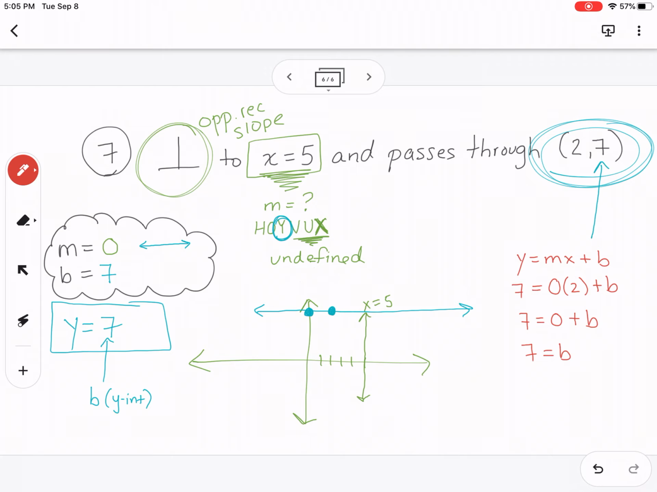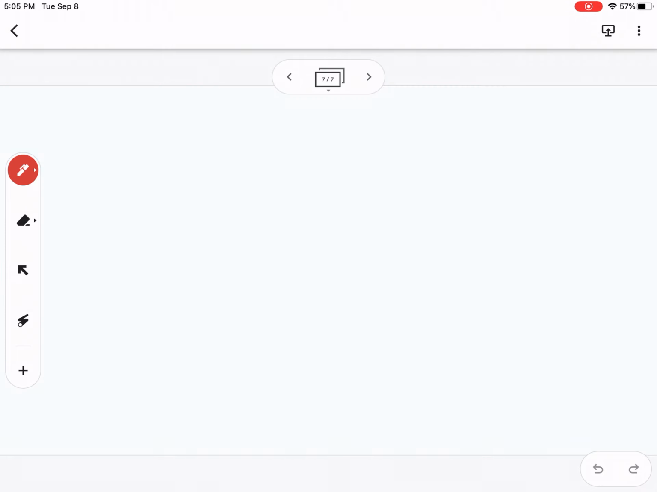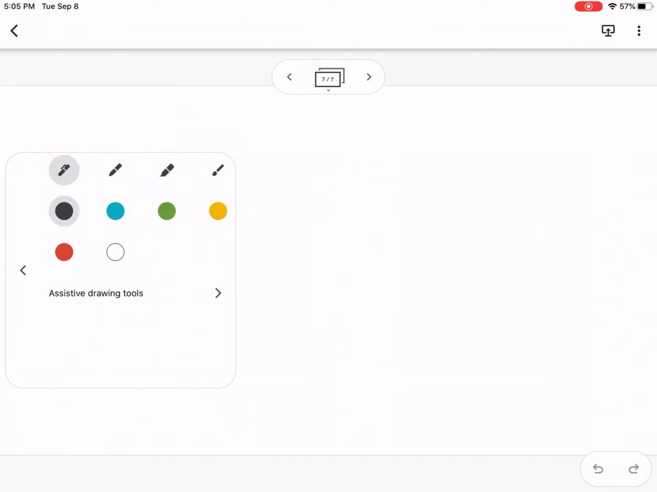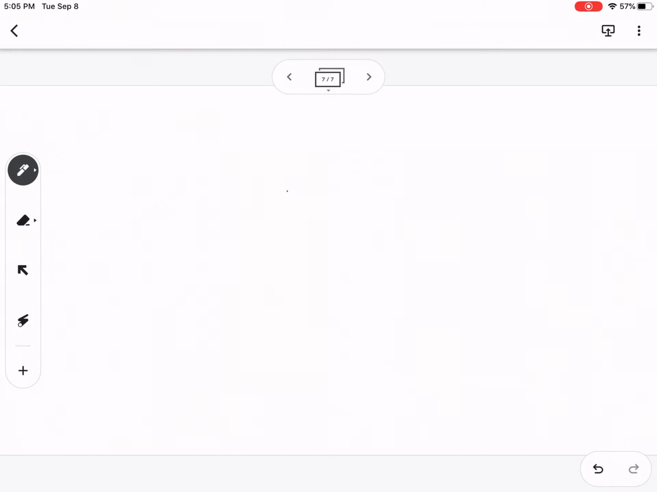All right, last example is actually a review of graphing and linear equations. So let's say we had negative 6y is less than 12x plus 18, and the question is graph it.